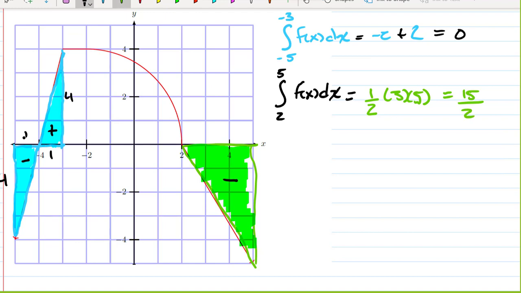But then we got to be careful, since it's below the x-axis, it's going to be negative. So our correct solution is negative 15/2 would be the area, or the value of that integral.